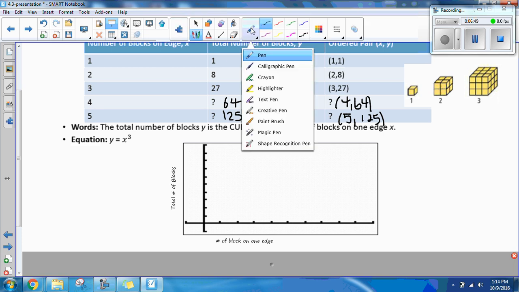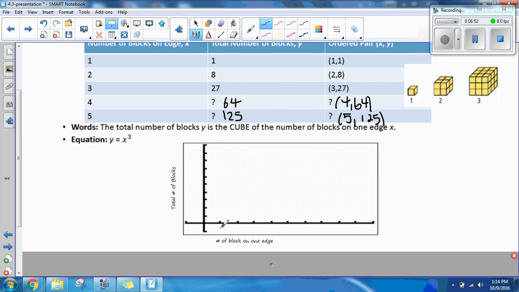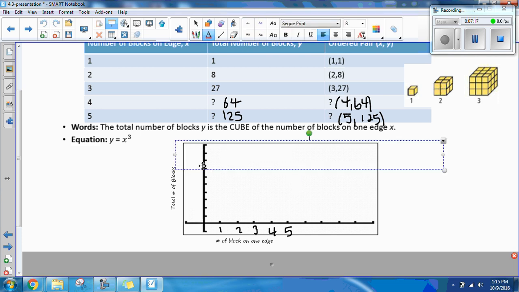So now we need to figure out our intervals, and we can say for the number of blocks on one edge is 1, 2, 3, 4, and 5. Since our total number of blocks varies from 1 through 125, we will need to use a larger interval. Let's use 20s. We can go by 20s.